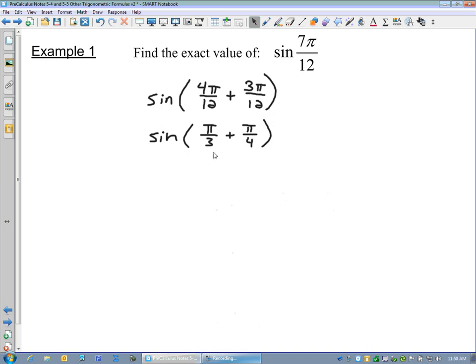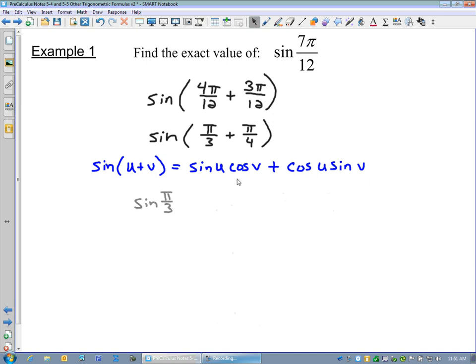Now we have two angles that we can get the sine and cosine values of. So we have the sine of a sum, so this is going to be the version of the formula we use. If we have a plus here, we have a plus here when dealing with the sine sum. And then it's just a matter of substitution. In our case here, pi over 3 is going to be u, and pi over 4 is going to be v. So sine of u is sine of pi over 3. Cosine of v is cosine of pi over 4. Then we have the plus. Cosine u is cosine pi over 3. And sine of v is sine of pi over 4.